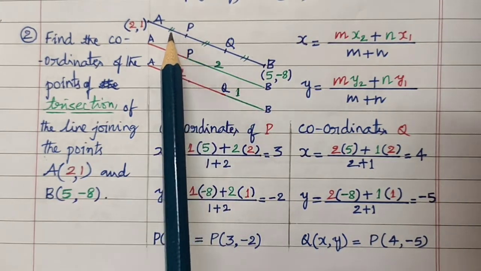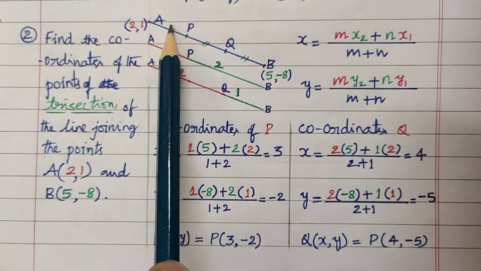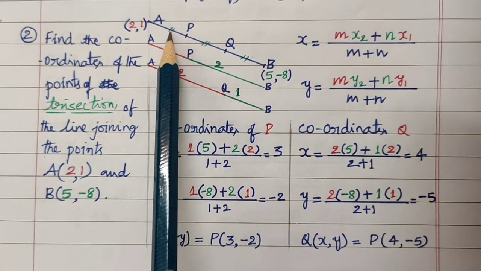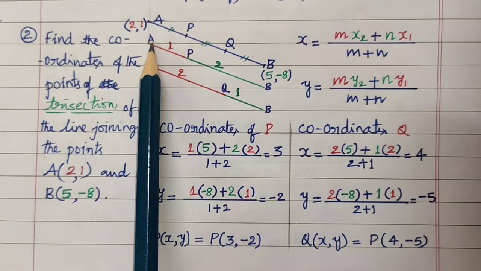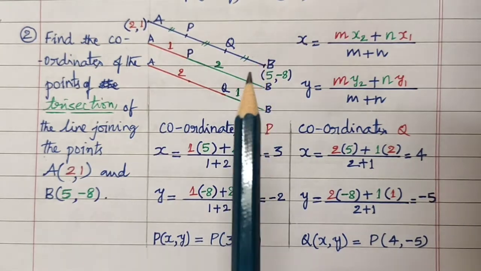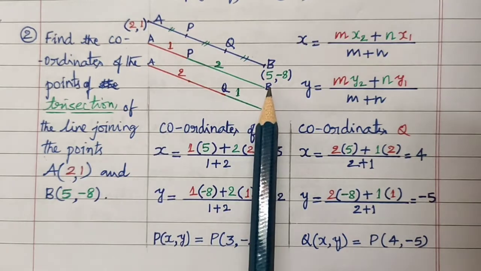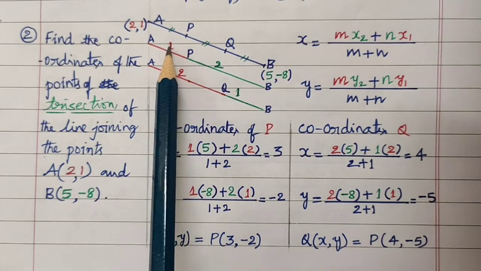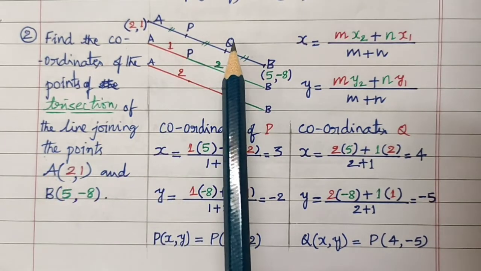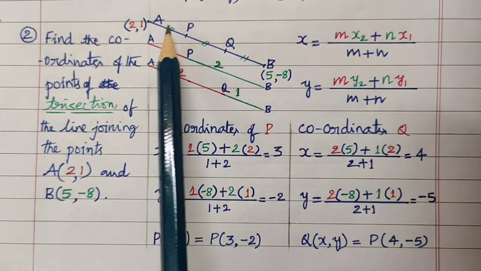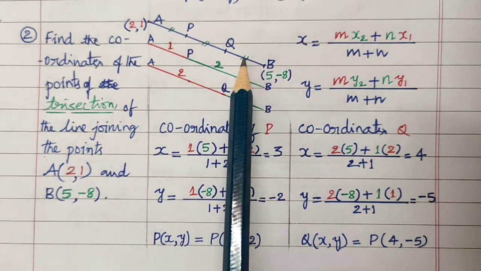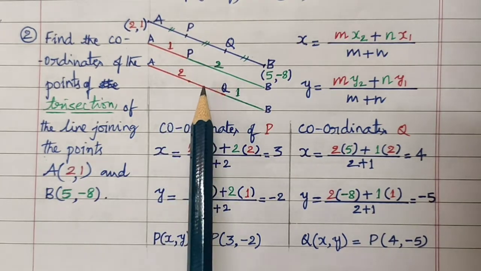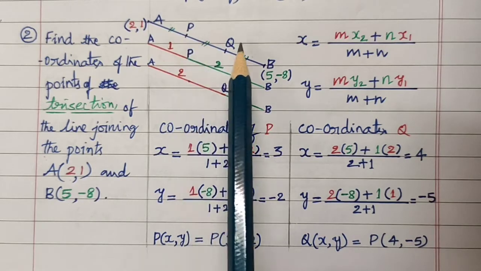That means we have to consider m is to n. In the first part it is 1:2, because they are equally divided, 1:1:1. When you take this one as 1, this plus this will become 2. So P is going to divide AB in the ratio 1:2. In the second part, to find the coordinates of Q, we need to take this part and this part. This part is 1 and this part is 1 plus 1, that is 2. So there are two sections here to find the coordinates of P and Q.